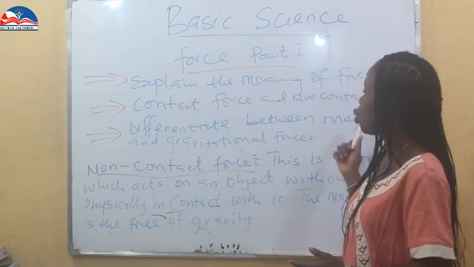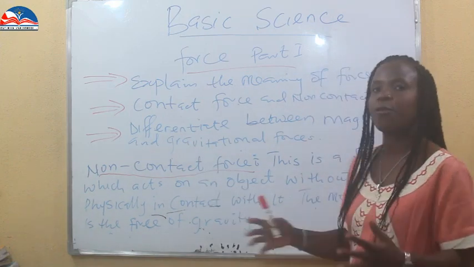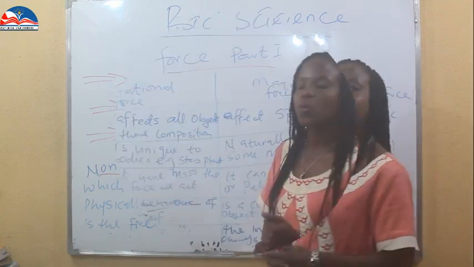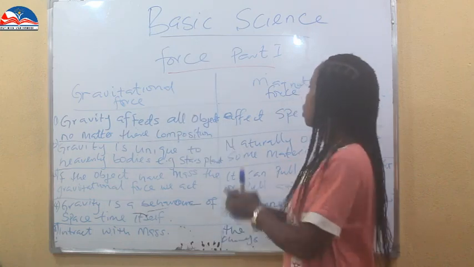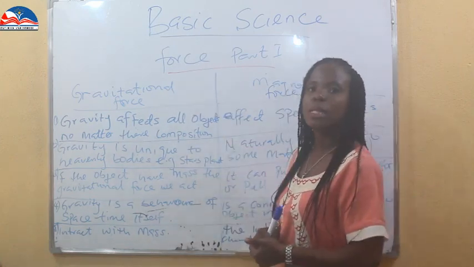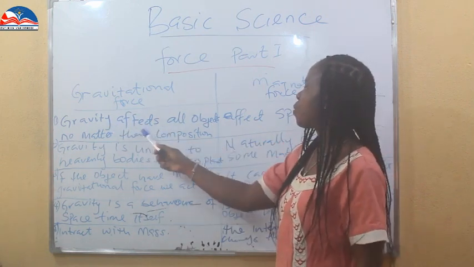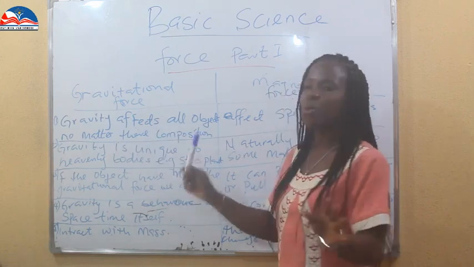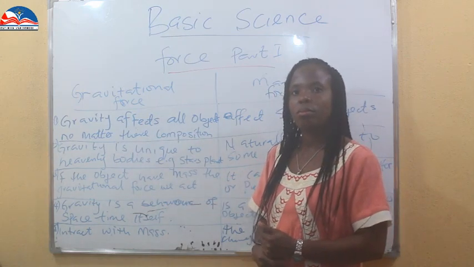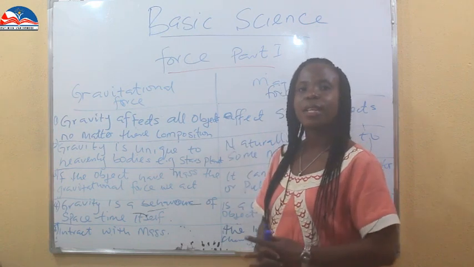What are the differences between the magnetic and the gravitational force? Let's take our third object. Distinguish between gravitational force and magnetic force. I'm going to discuss 5 points, 5 differences. Gravitational force affects all objects no matter their composition. Provided it's an object that has mass, it will affect it.